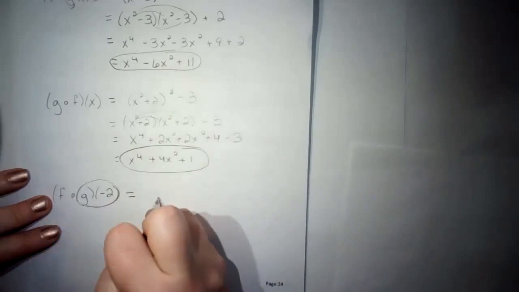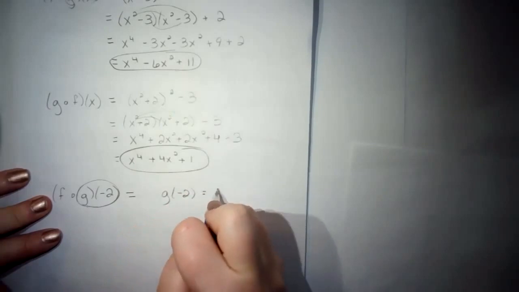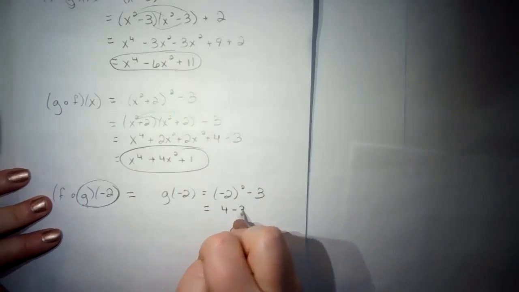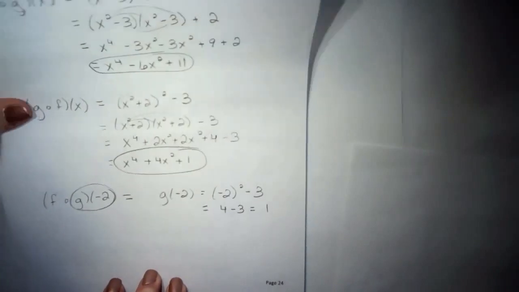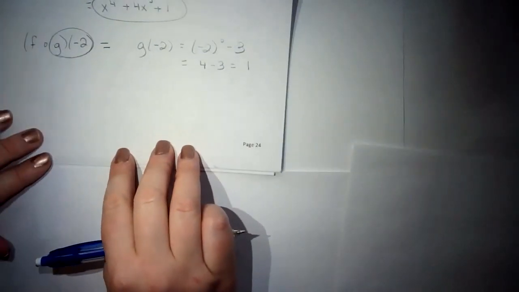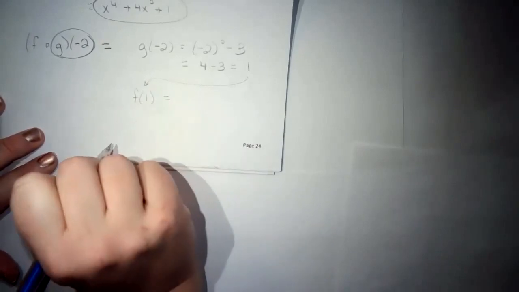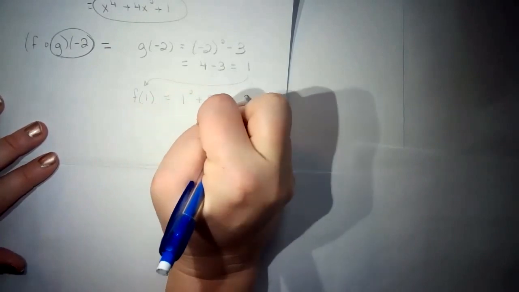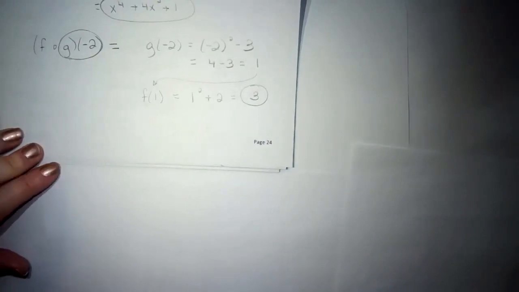Okay, so first thing I'm going to find is g of -2. All right, I put in a -2 for x. I get a 1. Okay. Now I'm going to take the 1 and I'm going to put it into f. So I'm going to get 1 squared plus 2. My answer is 3. There we go. Okay. Everybody get that all right?